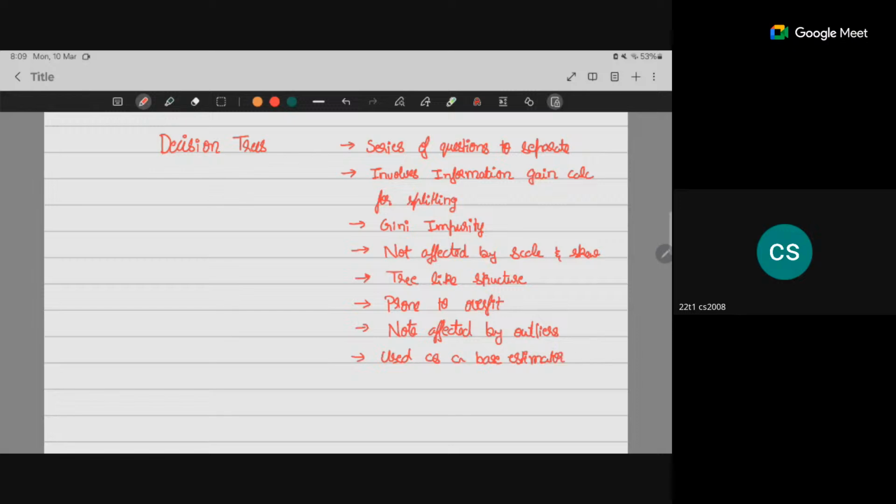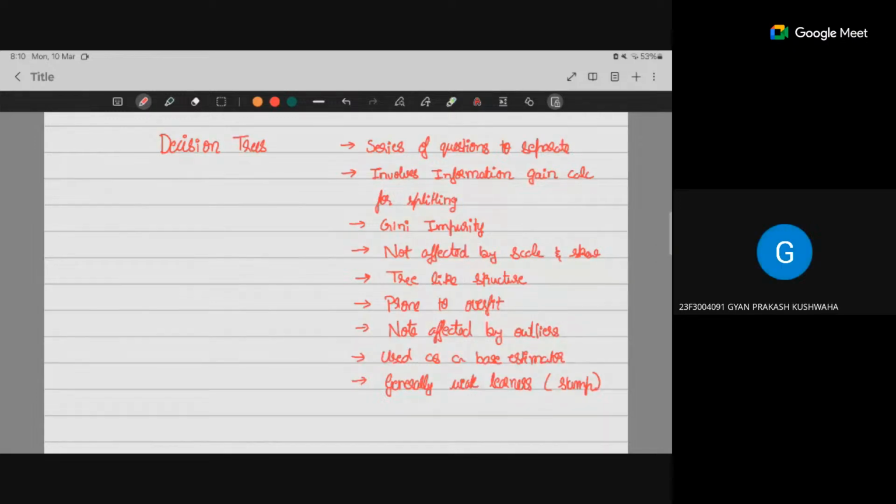Anything else? Okay, so decision trees are usually considered weak learners. You can add that. Generally weak learners, but this is true in the case of a decision stump, and a collection of decision stumps are used in various ensemble methods.